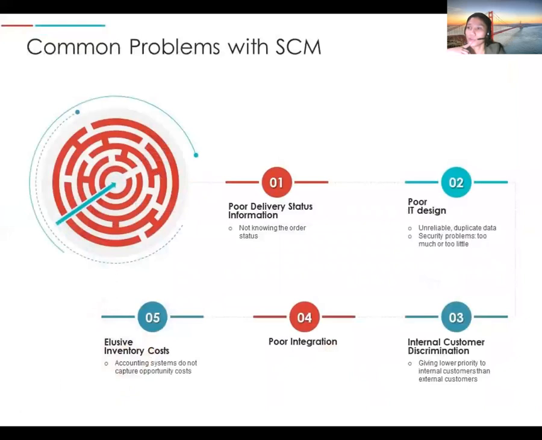We have the common problems with SCM. First, poor delivery status information: not knowing the order status. We should know the status of our delivery. Then poor IT design: unreliable, duplicate data, and security problems, too much or too little. Then, of course, our internal customer discrimination: giving lower priority to internal customers than external customers. Number four, our poor integrations. And last but not the least, elusive inventory costs: accounting systems do not capture opportunity costs.